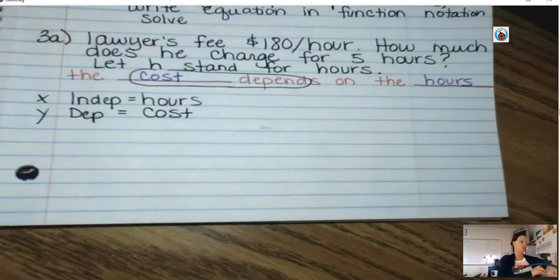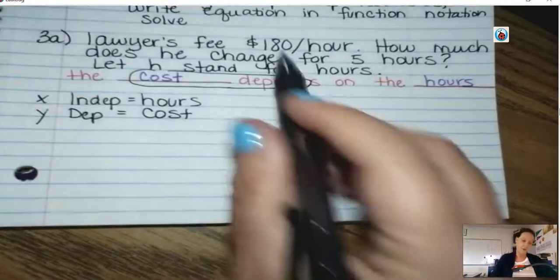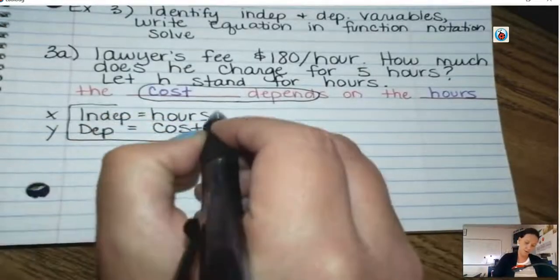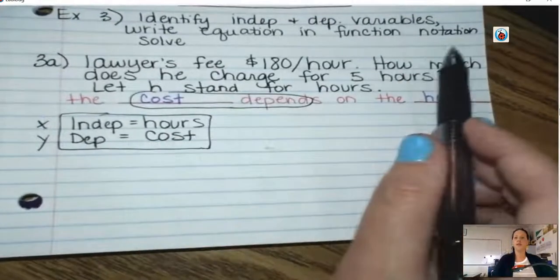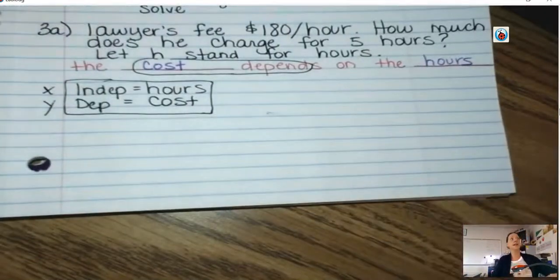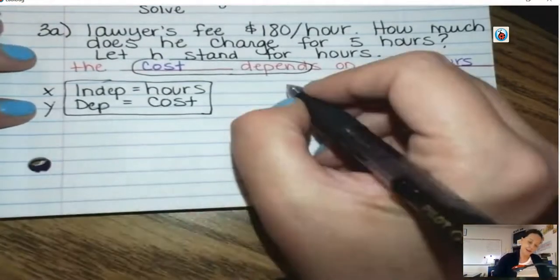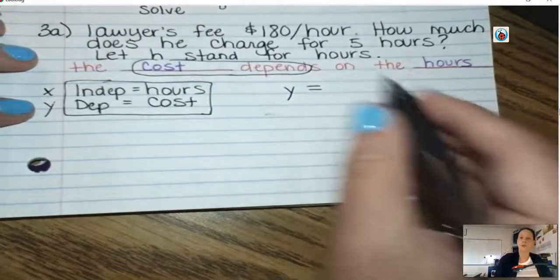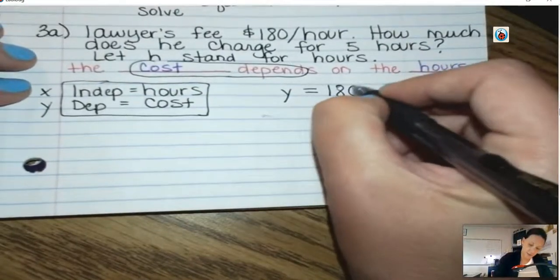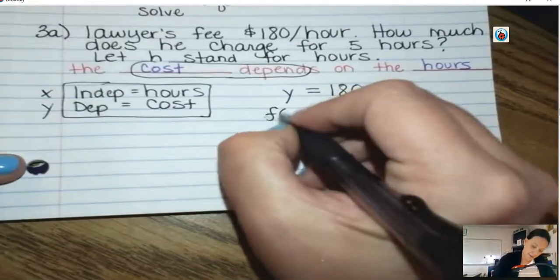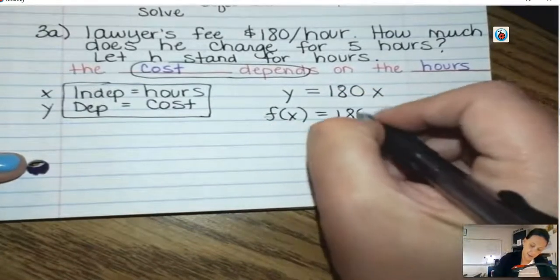Okay, then we have to change this into function notation. So we identified independent and dependent. So here's one of your answers. Then it says to write the equation in function notation. I'm going to start by writing it just in typical using your x and y. So this is your dependent, your cost is equal to $180 times however many hours you use them for, right? So y equals 180x. However, they want it in function notation. So that's when it's f of x equals 180x.